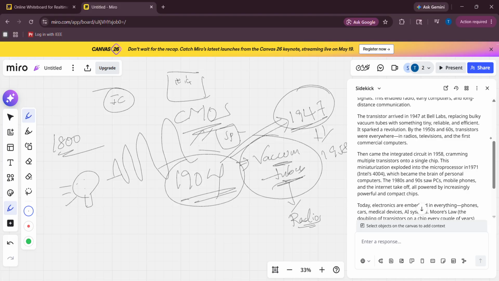If you place every transistor separately in a circuit, it will be more difficult. Instead you can take one single chip and place all the transistors in a particular manner. It will be very small in size compared to individual transistors, so the space occupied is also reduced. This miniaturization exploded into the microprocessors in 1971, which became the brain of personal computers.